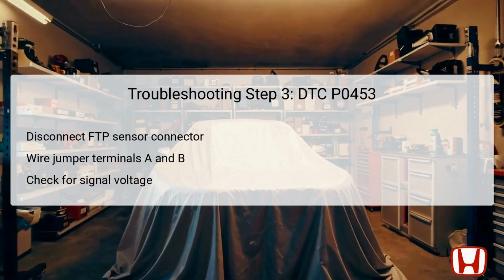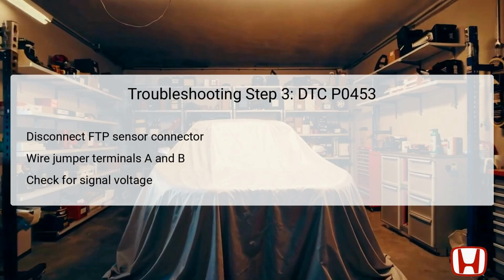In this step, turn the vehicle to the off mode to ensure safety while working. Disconnect the FTP sensor's 3P connector to begin assessing the voltage issue directly. Then, utilize a jumper wire to connect terminals A and B on the FTP sensor 3P connector. This method helps isolate the sensor's operations. Following this, turn the vehicle back to the on mode to facilitate testing.